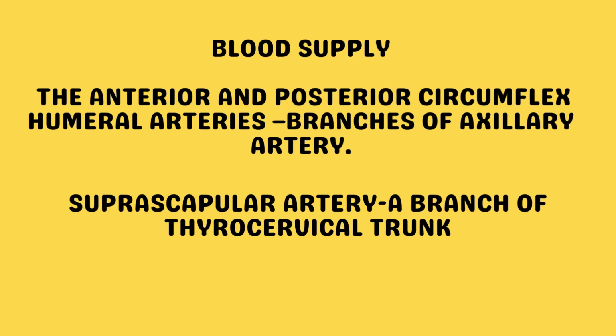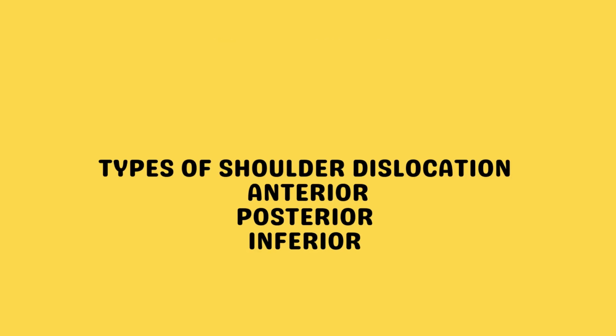The blood supply of the shoulder joint is basically from two arteries, the anterior and posterior circumflex humeral arteries. These are branches of the axillary artery, and the minor blood supply is the suprascapular artery, which is a branch of the thyrocervical trunk. There are three types of shoulder dislocation: the anterior, posterior, and the inferior.